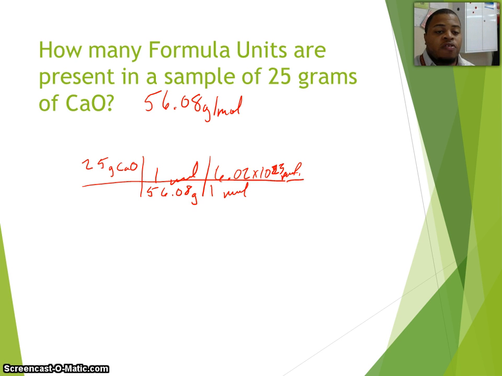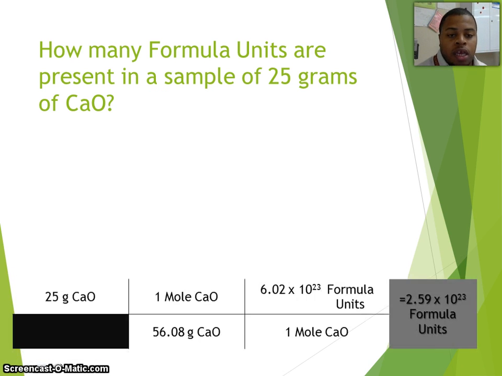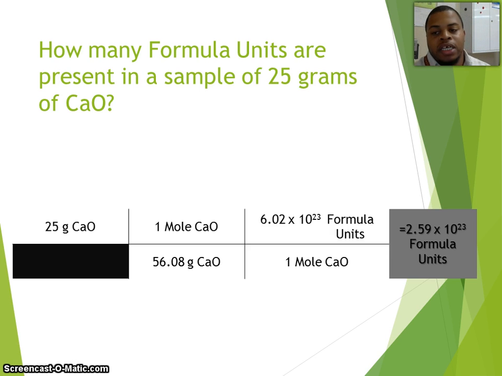Now, using this information, I can make sure my units cancel. My grams calcium oxide cancel here. My moles cancel here. I'll be left with the unit that I need, formula units. So now it is a matter of multiplying and dividing. 25 divided by 56.08 times 6.02 times 10 to the 23rd. And I get a final answer of 2.59 times 10 to the 23rd formula units. So I can then take this information and, as we get further into stoichiometry, see how this is going to affect my overall reaction rate, depending on how much of the material is there.